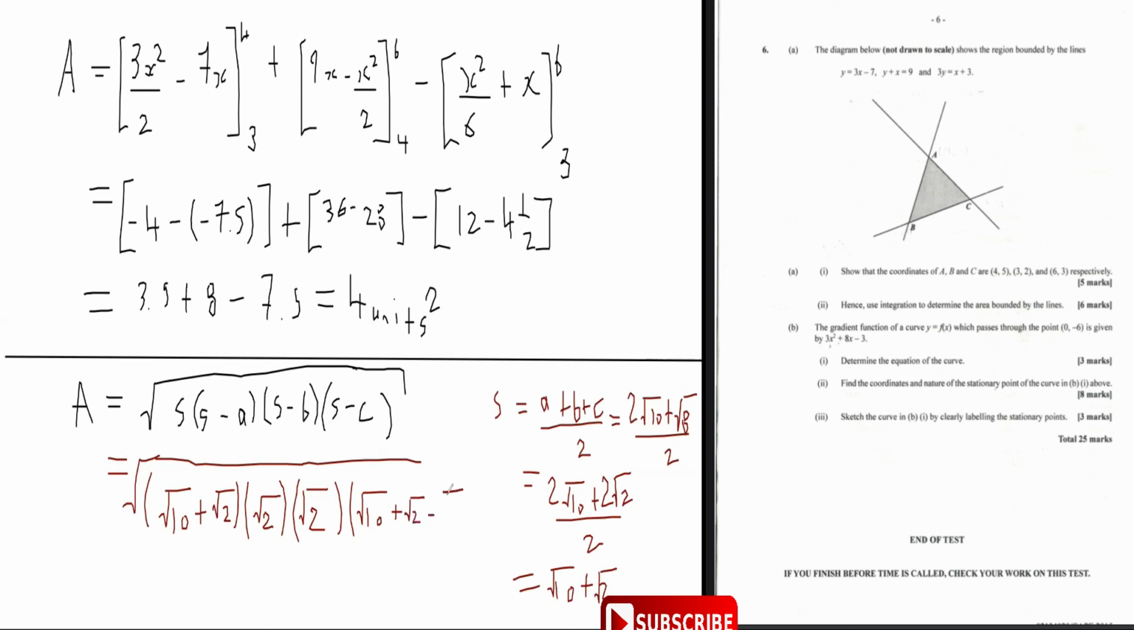Now I want you to put all of this in a calculator. You're going to get the square root of, putting all of this in a calculator, root 10 plus root 2, that's 4.576, times root 2 times root 2 times root 10 plus root 2 minus root 8. That's equal to 16.